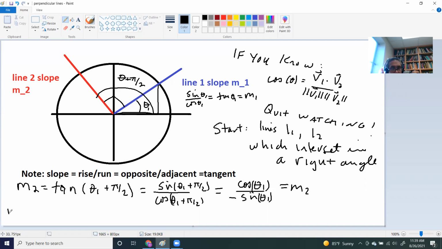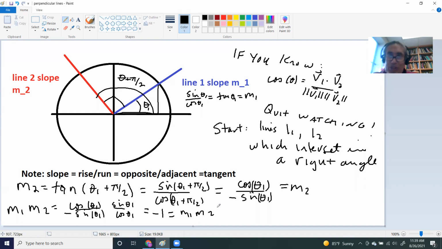Now, if you multiply M1 times M2, we get cosine theta 1 minus sine theta 1 times, well, that's the M2 part, here's the M1, sine theta 1 over cosine theta 1. And notice, lo and behold, you get negative 1. So M1 times M2 is in fact negative 1. So they are negative reciprocals.